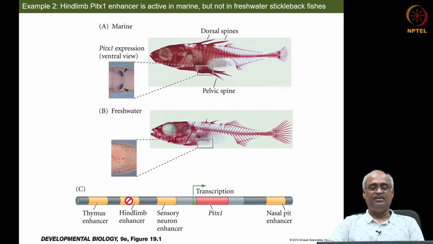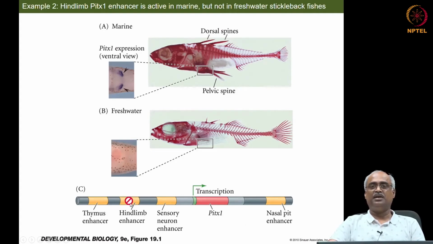And more dramatically, when they used these elements taken from the marine sticklebacks and expressed the freshwater PITX1 gene under the control of these sequences in the freshwater sticklebacks, they developed pelvic spines like this. And then they were able to find out that this particular region, which they named as hindlimb enhancer, had mutations. Okay, the sequence difference between these two varieties was not here, in the coding sequence.